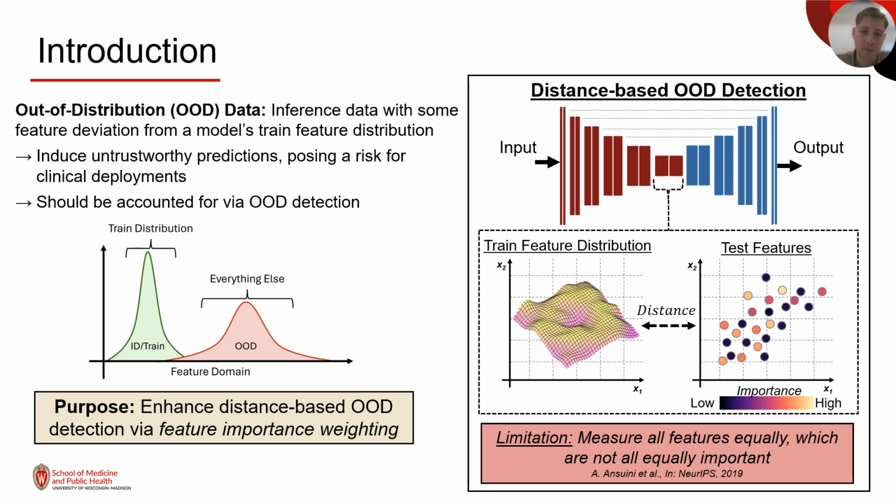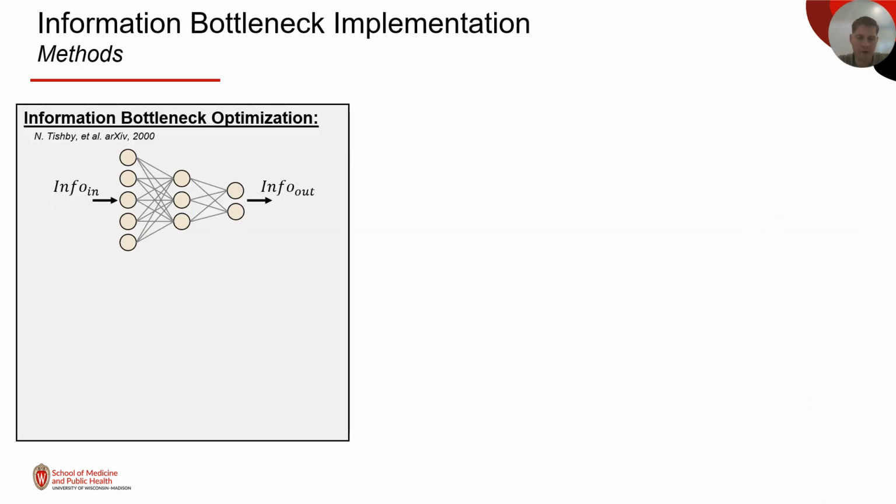This brings us to the purpose of this work, which is to enhance distance-based out-of-distribution detection via feature importance weighting, which is now indicated in the figure to the right here. Now, in order to determine individual features' levels of importance to the prediction task, we implemented information bottleneck optimization.